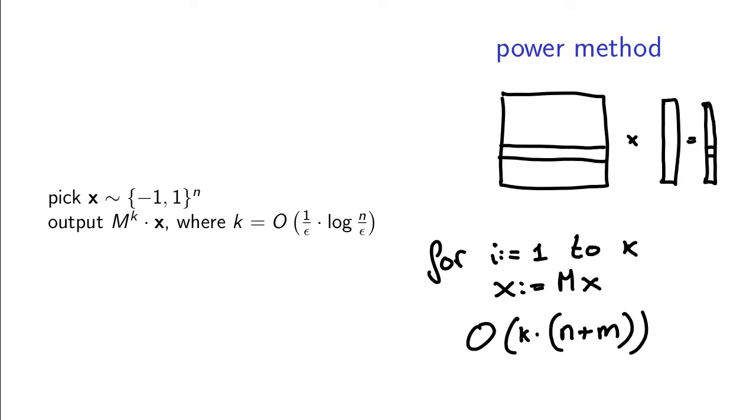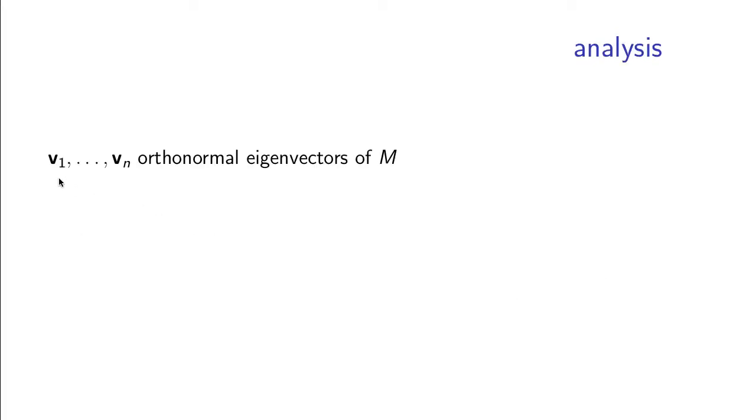So it remains to argue that this very simple computation will indeed give us a vector whose Rayleigh quotient is at least 1 minus epsilon times the largest eigenvalue. Well, let's say that this is an orthonormal basis of eigenvectors for M, and let these be the corresponding eigenvalues. Here we'll sort the eigenvalues from the largest to the smallest.